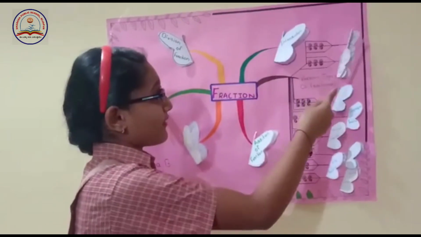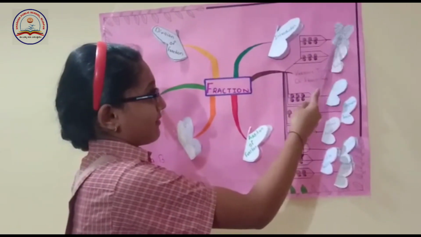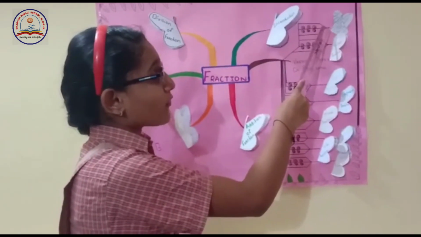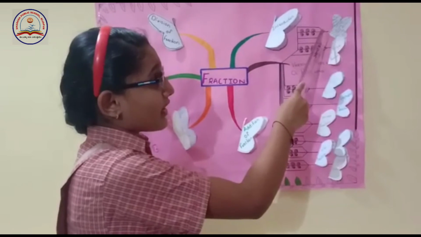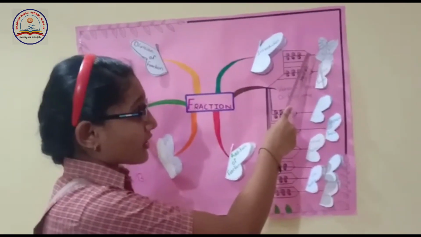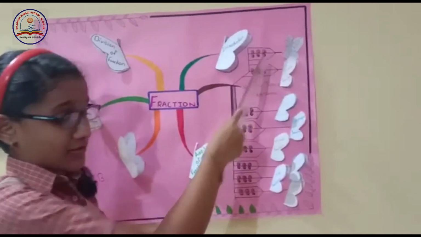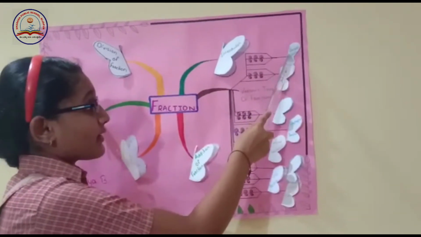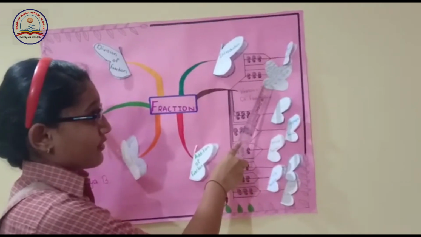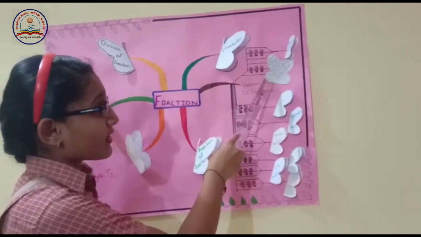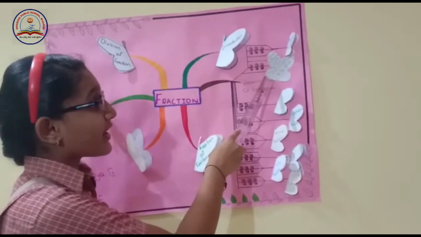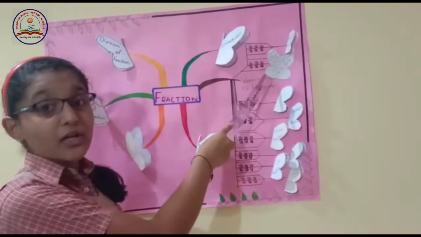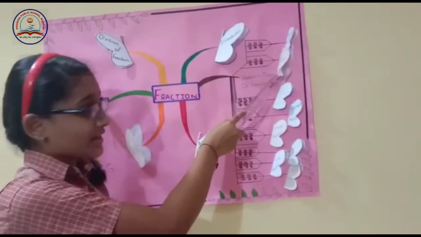First, decimal fraction. A fraction whose denominator is any of the numbers 10, 100, 1000 is called a decimal fraction. For example, 3 by 10 and 5 by 100. Second one is the vulgar fraction. A fraction whose denominator is a whole number other than 10, 100, 1000, etc. is called a vulgar fraction. Example, 2 by 9, 4 by 3, etc.